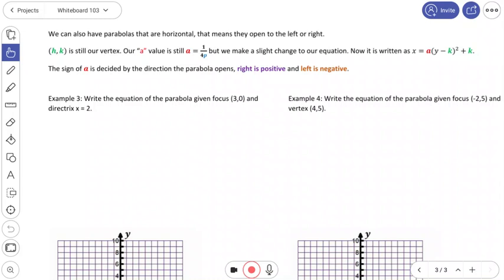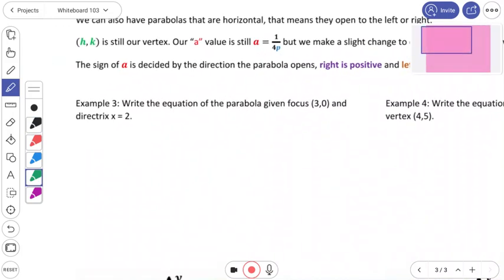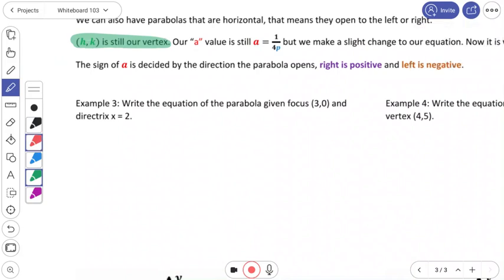Okay, part 2 of writing equations with a focus and a directrix. We can also have parabolas that open to the left or to the right. They don't have to open up or down. The thing that you guys need to remember is our vertex is still going to be (h, k), and the formula for our a value is still going to be the absolute value of a equals 1 over 4p.